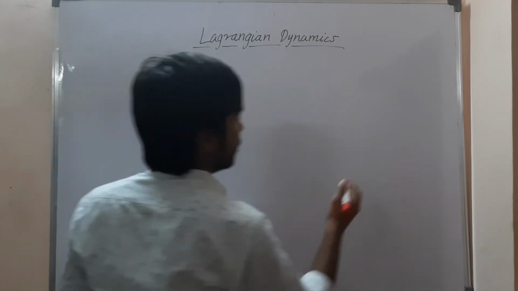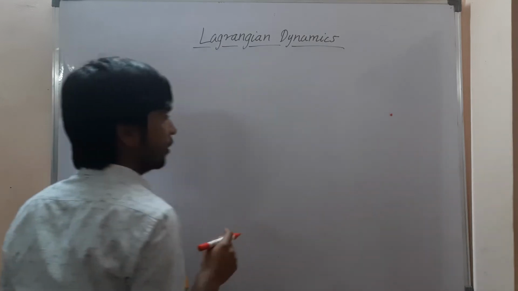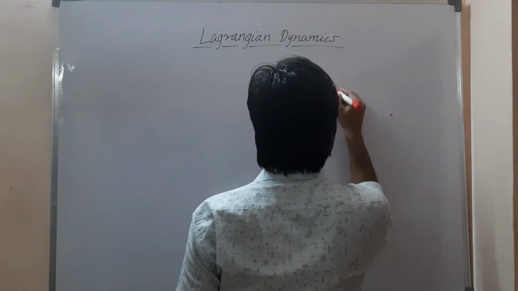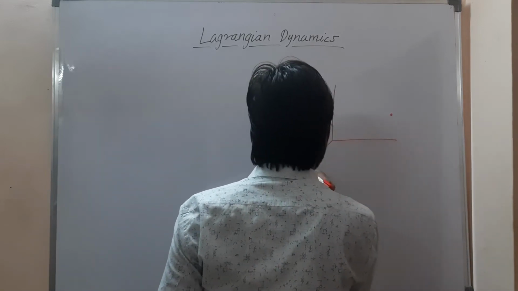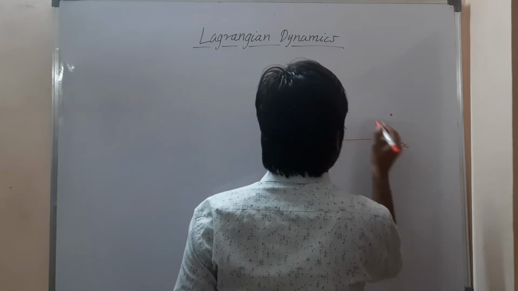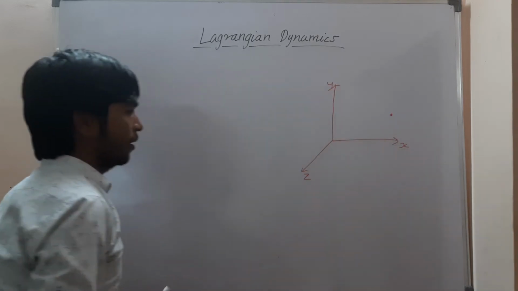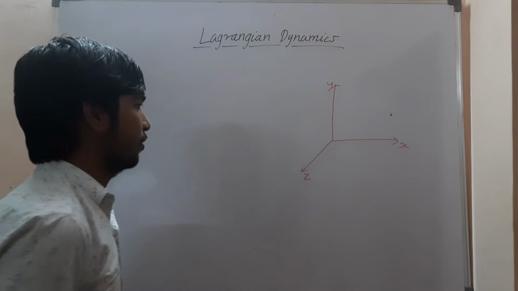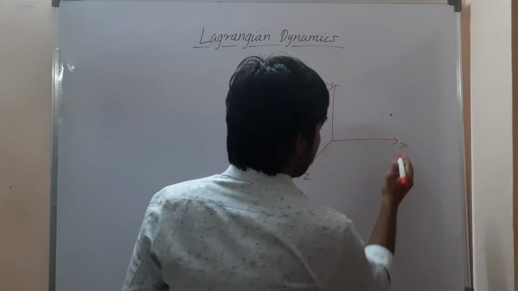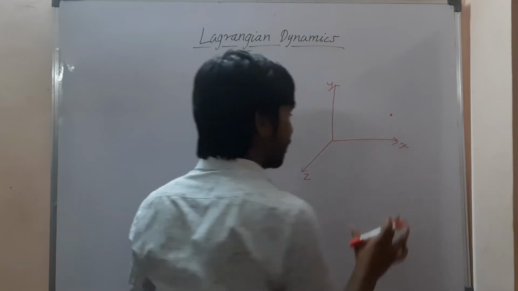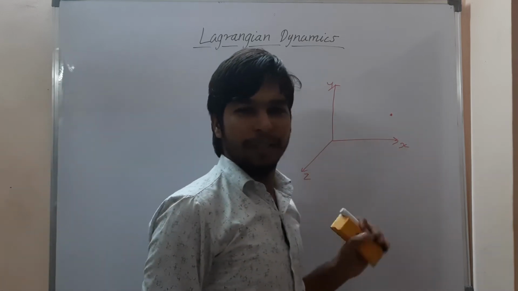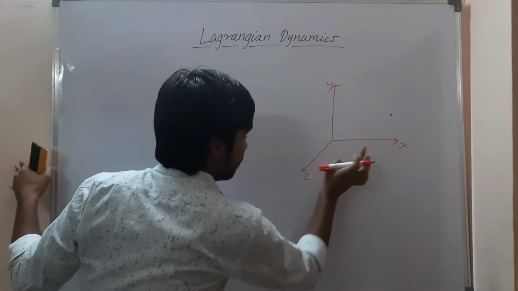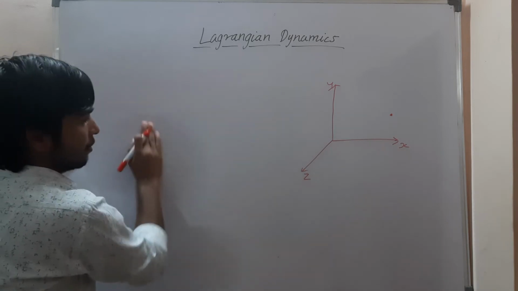I am taking a particle in 3D motion, and if I want to describe 3D motion, then I require 3 coordinates. This one I am taking x, this one I am taking y, this is z. And if you want, you can interchange these also. For defining this, if we were taking 2 coordinates, then there was no issue.